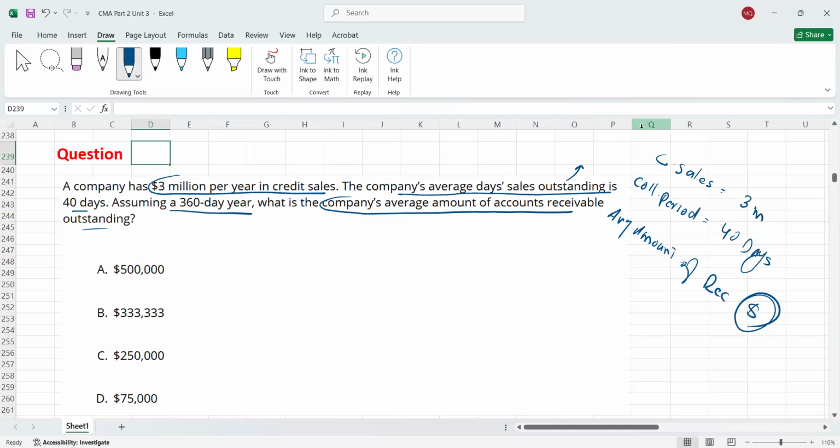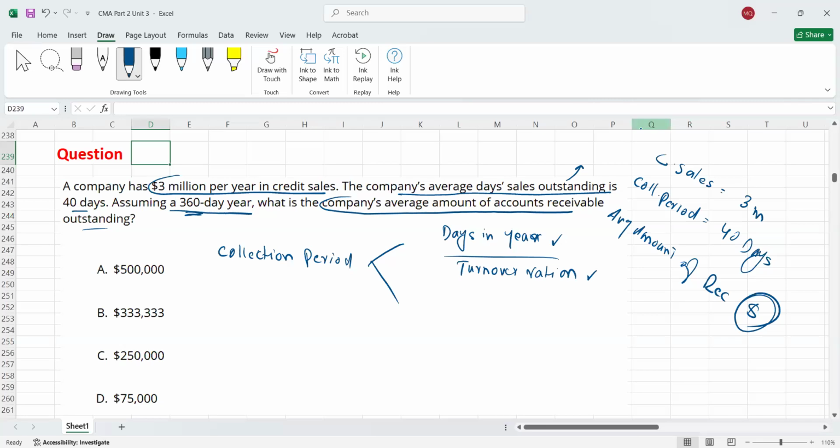So the second formula, always try to use first, if you remember, for the collection period. For the collection period I told you two formulas, right? The first formula was days in a year divided by turnover ratio. This formula I cannot use. The reason: days in a year is given.